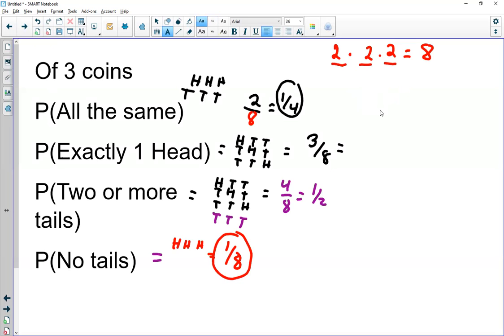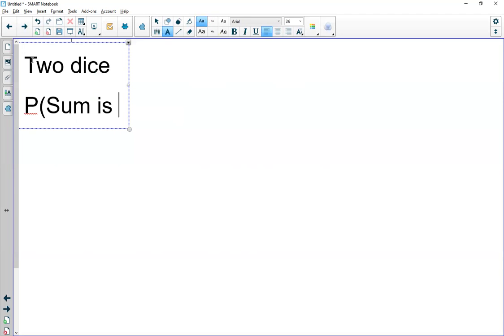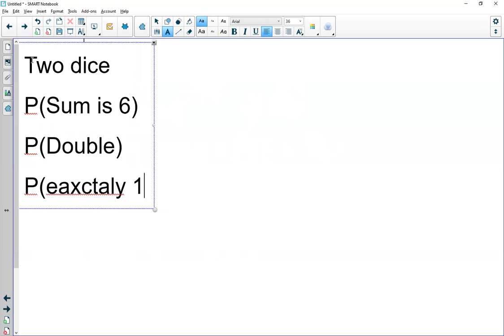Okay. This is 2 dice. You guys have it already? 2 dice. Probability sum is 6. Probability of a double. The probability of exactly 1, or exactly 1, 2.